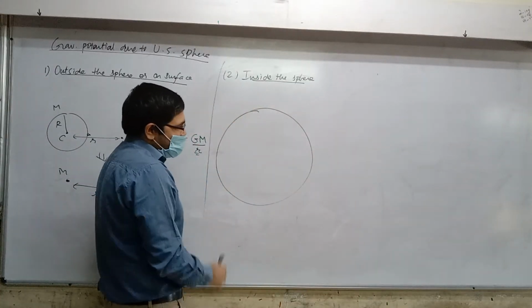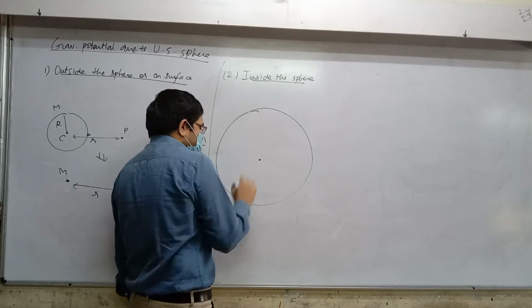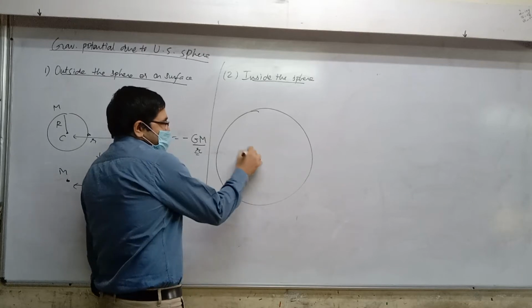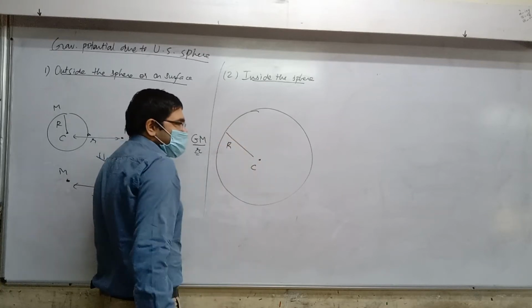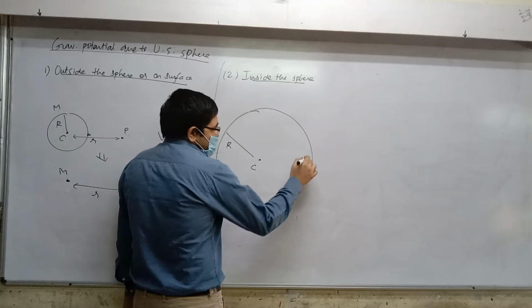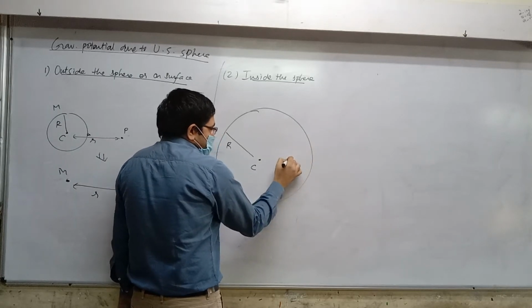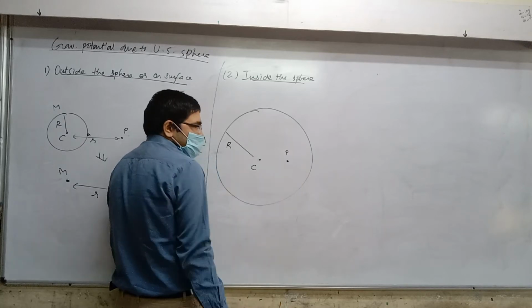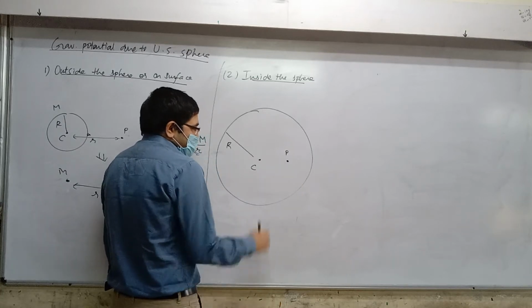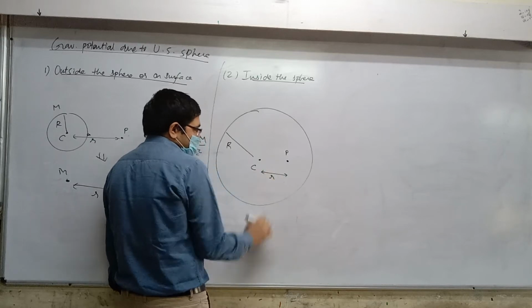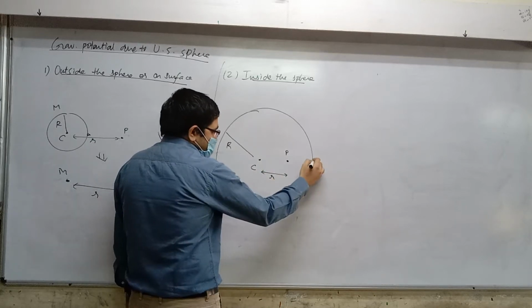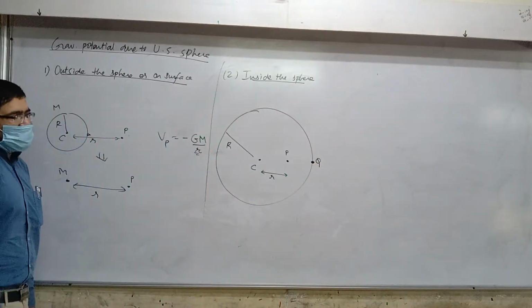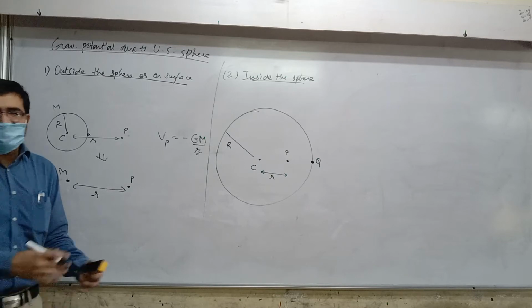Now I'm going to insert the diagram for calculation. So here we go, this is center C. Let's say it has a radius capital R, and you want to find the potential at this point P. Suppose there is one more point here on the surface, Q. Why are we writing that? We'll see, we'll use that.